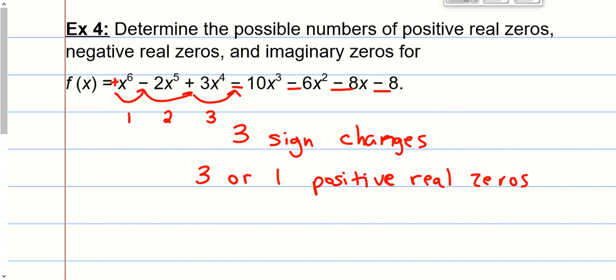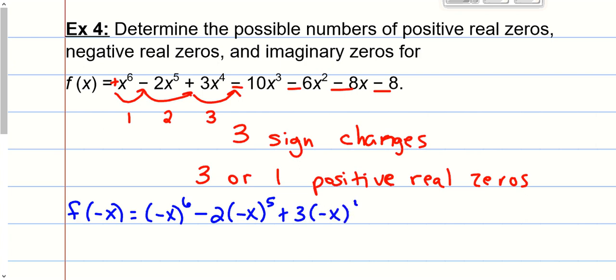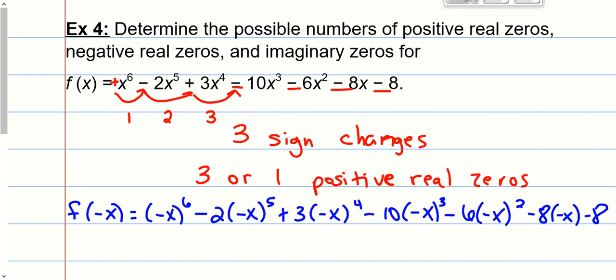Now, to find the negative, you are going to take f of negative x. So for every x, we are going to plug in negative x. So we have negative x to the 6th minus 2 times negative x to the 5th plus 3 times negative x to the 4th minus 10 times negative x to the 3rd minus 6 times negative x squared minus 8 times negative x minus 8. So we are going to work this out.